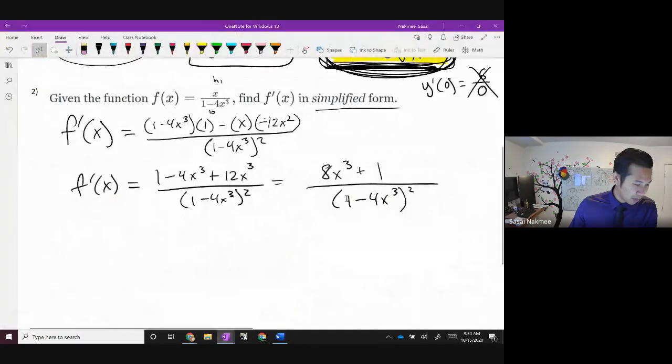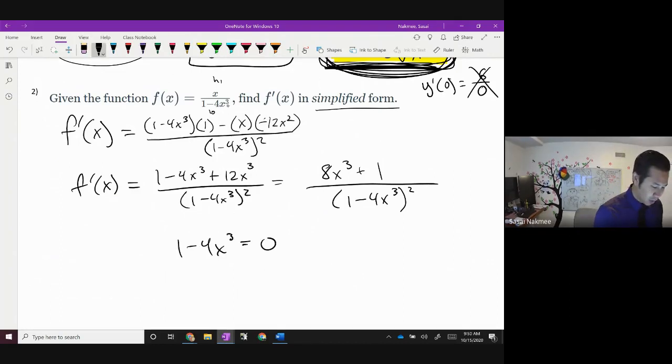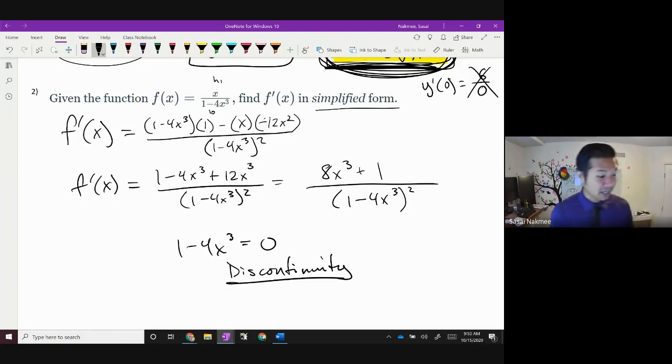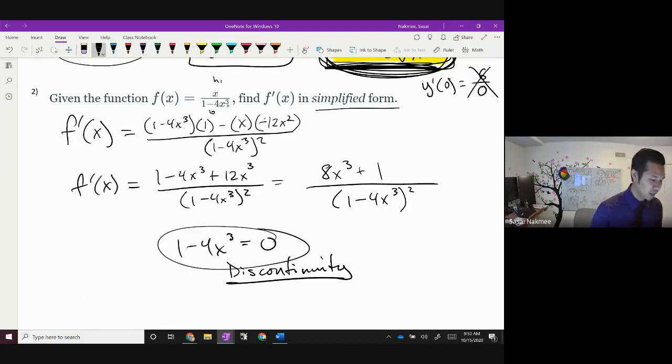You could calculate it algebraically, of course, if you look at the derivative right here. It's going to have the same problem at whatever number is going to make that 0. I think it's the cube root of 1 over 4 if you solve that out, right? Whenever 1 minus 4x cubed is equal to 0, this is when you're going to have a discontinuity. And if it's a discontinuity, that means you cannot take the derivative of that. It is not differentiable at that point.